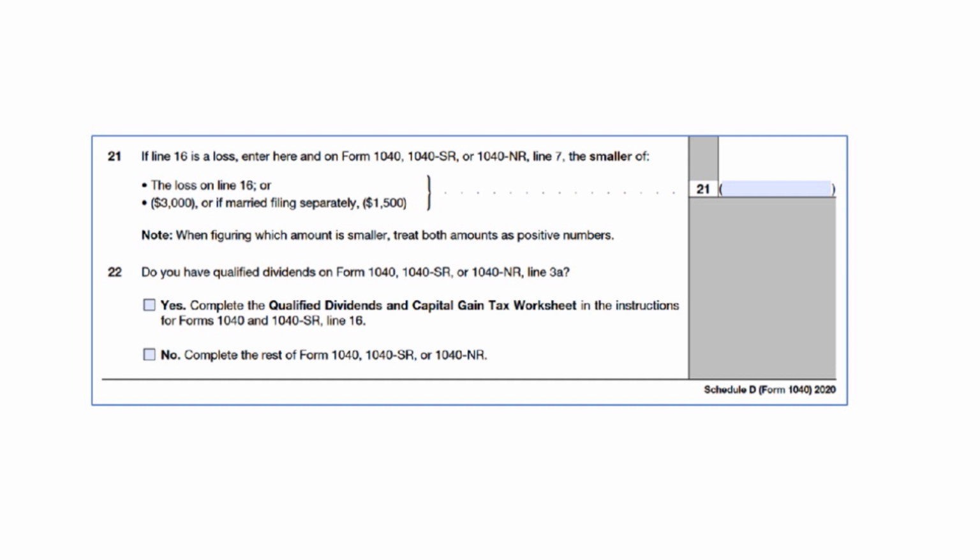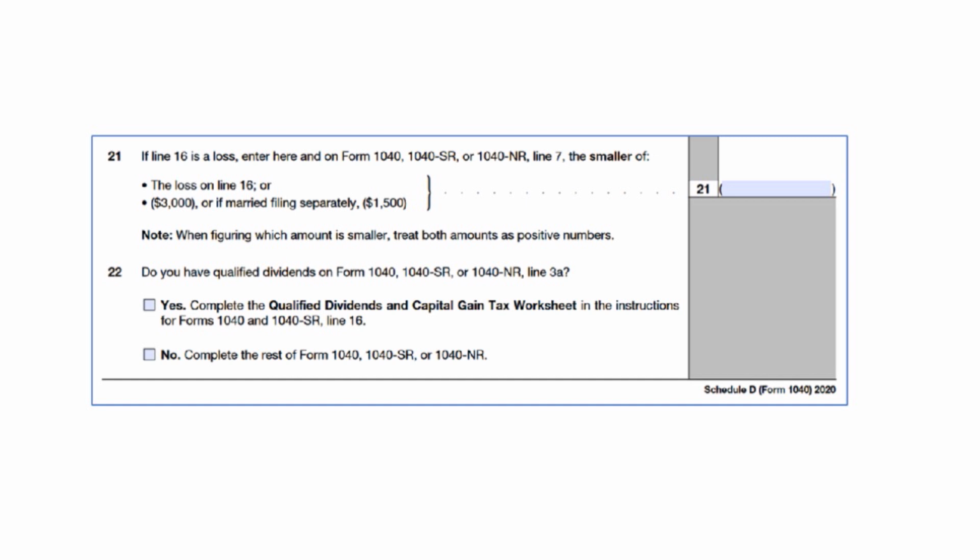And line 22 is asking you about your dividends. If you have any qualified dividends on Form 1040, 1040-SR, or 1040-NR, line 3a, then you have to put either yes or no, depending on your situation.